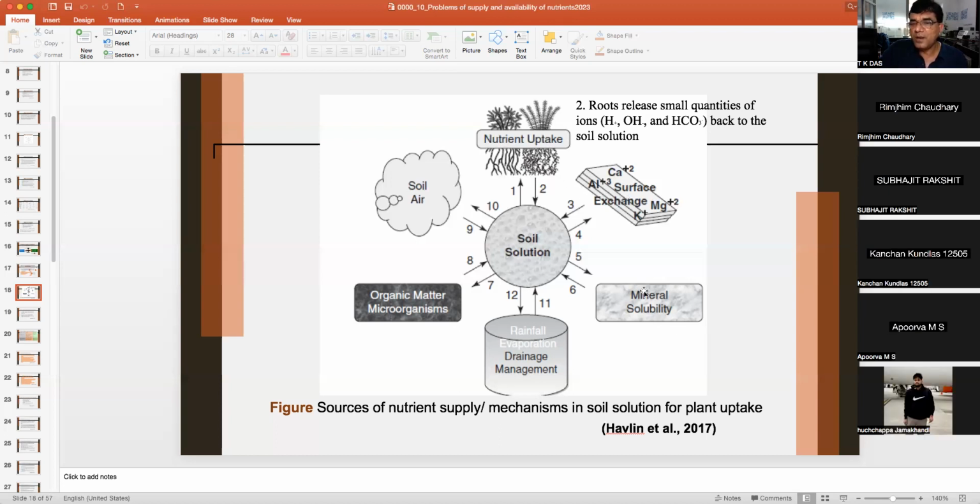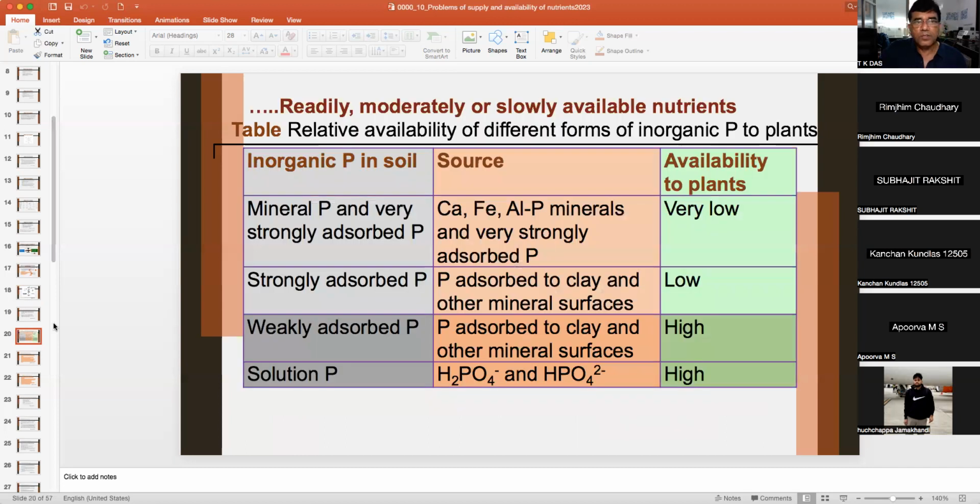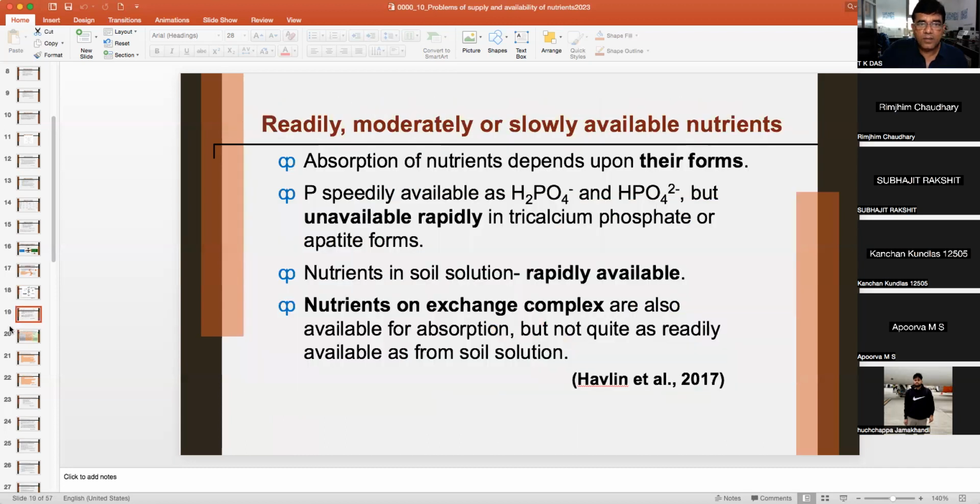And see mineral solubility here. They are very slowly available. The nutrients from minerals are very slowly available. So readily, moderately, or slowly available nutrients. Absorption of nutrients depends upon their forms. Form is also important.